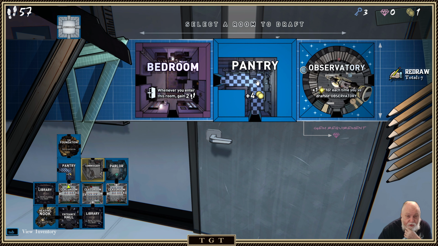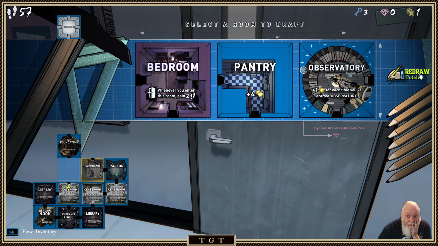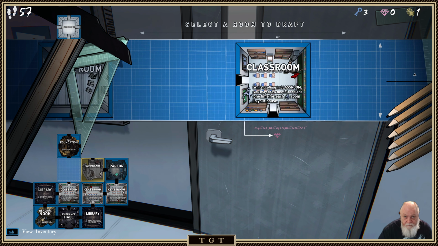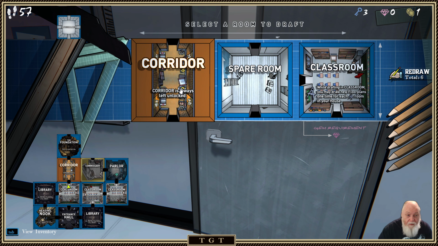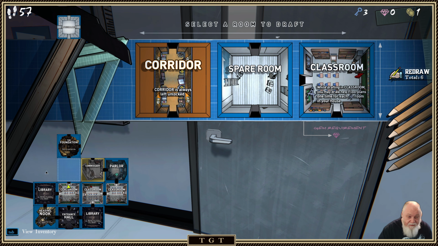A pantry gives us coins. We don't have a whole lot to spend coins on. We've got numerous redraws, so we'd really like to connect up to the foundation. We'd like a 3-way, one that goes through and over here. So I'm going to redraw, because we got many redraws, but only while we're in this room, so might as well. Corridor gets us to the foundation. It doesn't get us over here.